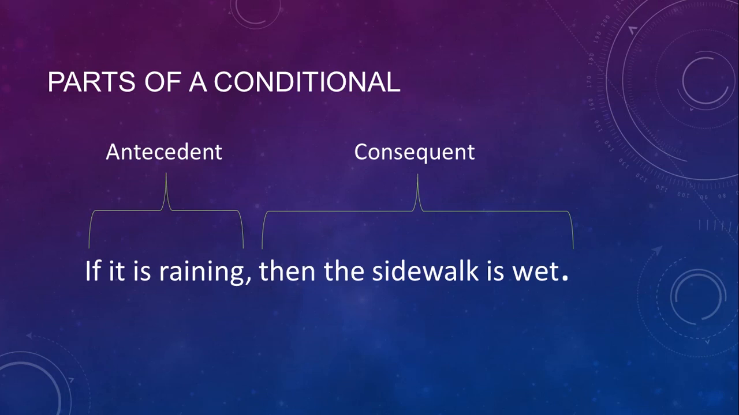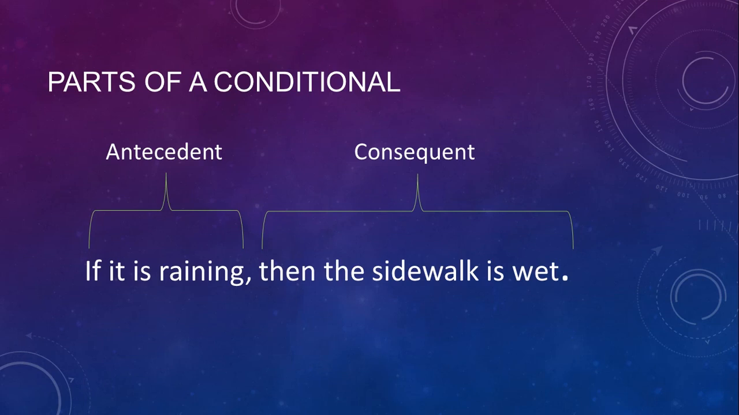So the first part of the conditional is called the antecedent. I've heard both ways of saying it. The antecedent is the part that says if it is blah, blah, blah, so if something, and then the consequent is then something. So if it is raining, then the sidewalk is wet. The antecedent and the consequent.